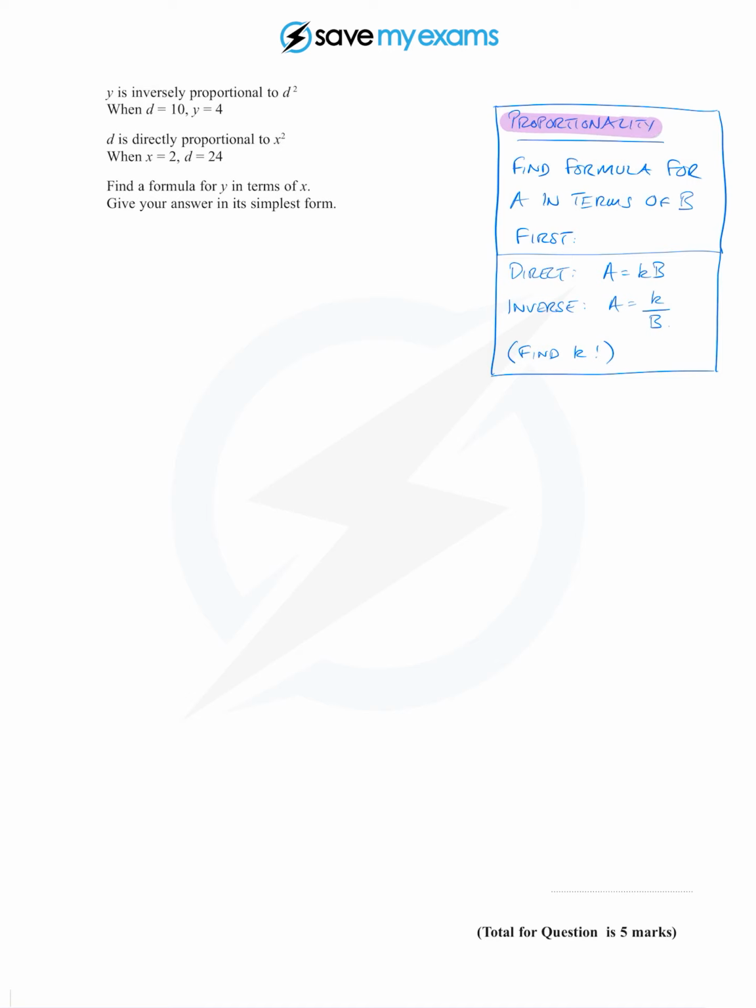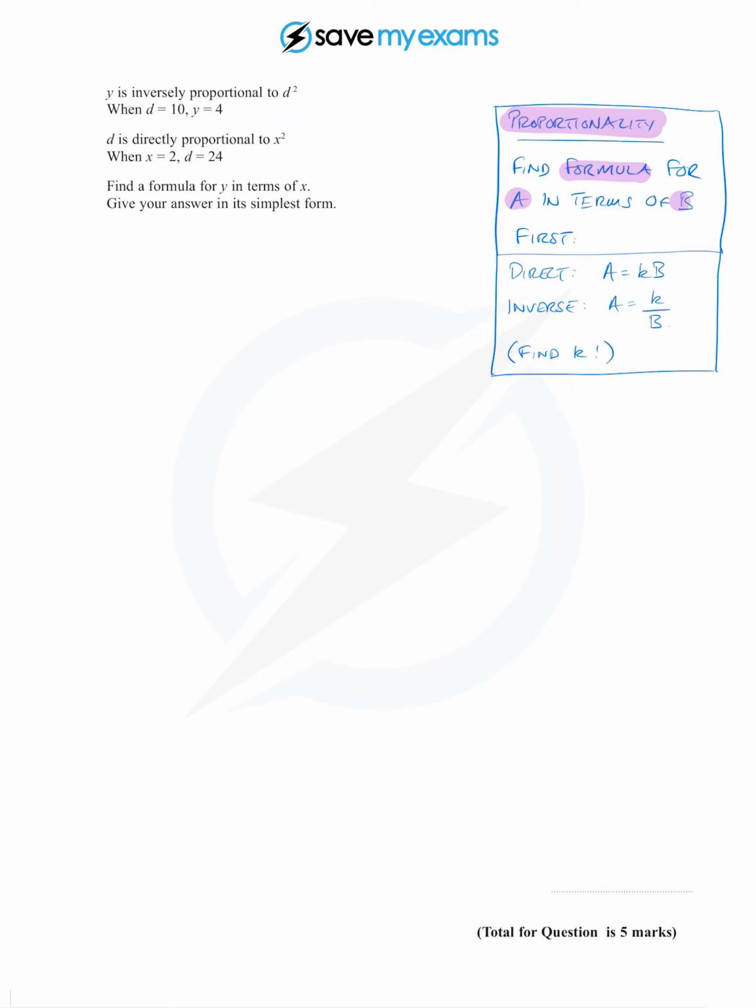Let's go back to our basic rules for proportionality. I always reckon you should find a formula for a in terms of b first. What are a and b? Well, in the first piece of information, that's y and d squared. And in the second one, that's d and x squared. So let's find the formulae. Okay, let's find a formula for this, and let's find a formula for this, and then see what we can do with them.